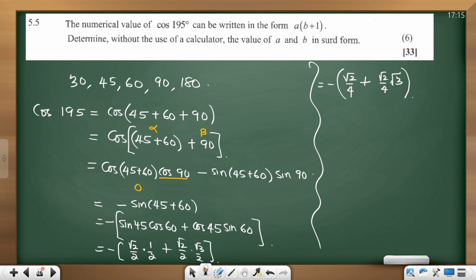So that I can factorize. Let's factorize. What are we going to get? What's common? Root 2 over 4, negative root 2 over 4. What do I have? 1 plus root 3. If I want to write it in the form of plus 1 at the back, negative root 2 over 4, what do I have? Root 3 plus 1. Do you see your A? What is your A? Negative root 2 over 4. What is your B? Root 3.